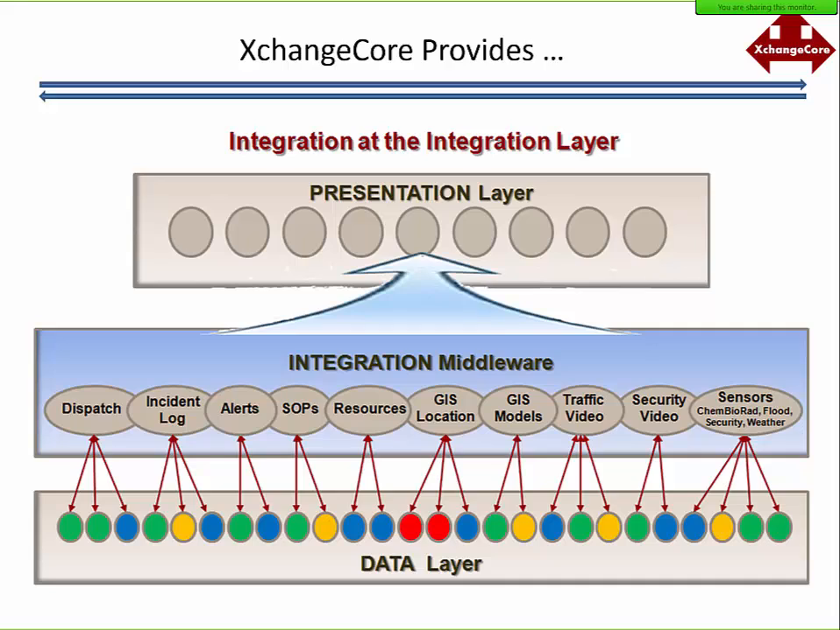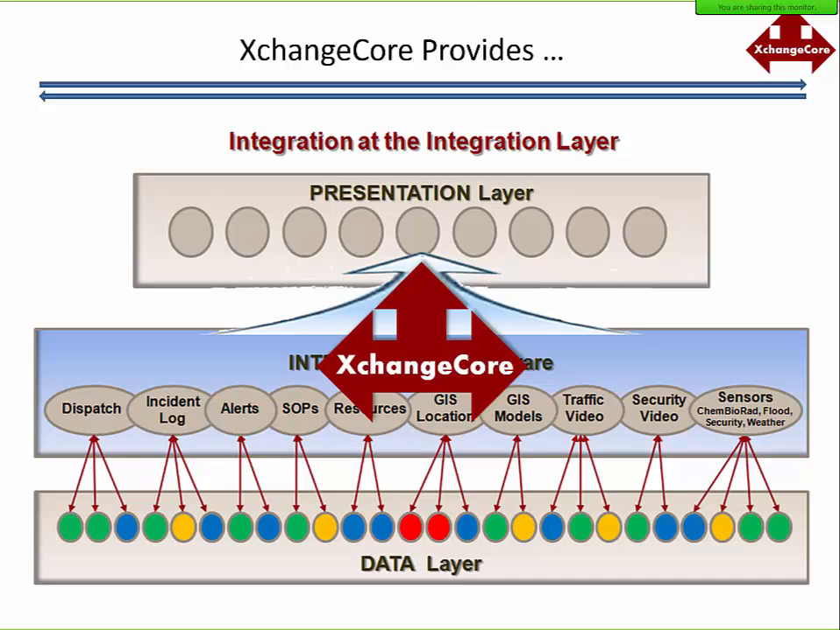But rather the integration, it says middleware there, we call it Web Service Data Orchestration because it does more than just bring the information together. It's going to orchestrate data from all these different types of sources, from dispatch systems and GIS models and resources and sensors and all the rest. It's going to orchestrate, as we described before, translate, transform, synchronize, compose into those data packages. That's what's happening at that Web Service Data Orchestration, which is what XchangeCore is.